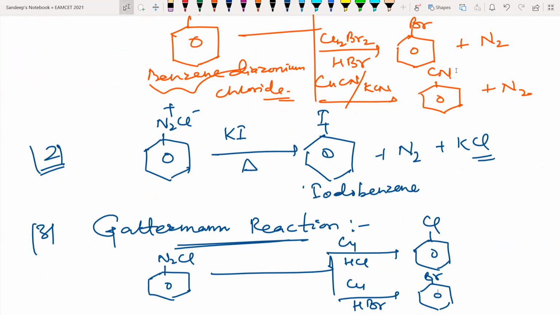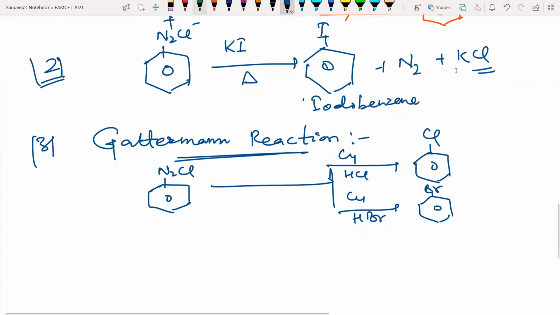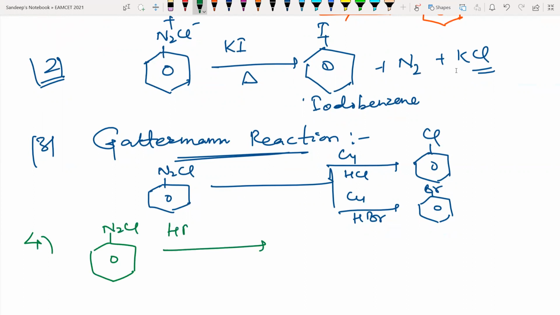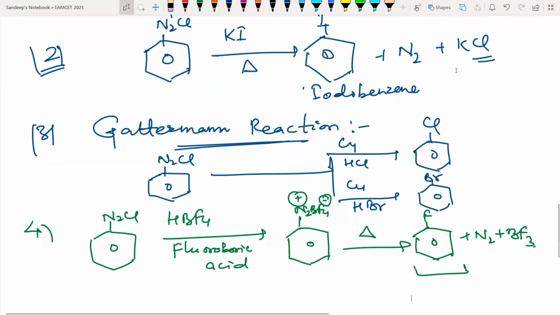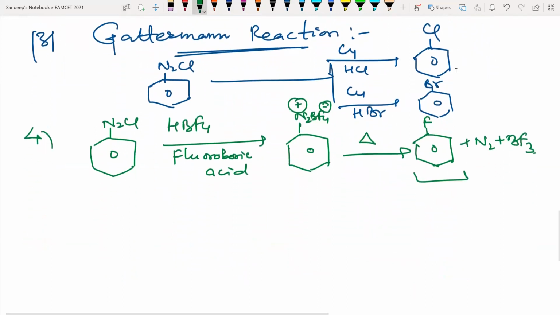Now, how to prepare fluorobenzene? So let's see. Suppose you treat benzene diazonium chloride with fluoroboric acid, HBF4. It will form benzene diazonium fluoroborate. Now, when you heat this compound, BF3 will be released and it will form fluorobenzene plus nitrogen gas plus BF3. So this way, fluorobenzene can easily be prepared from diazonium chloride using fluoroboric acid and heat.